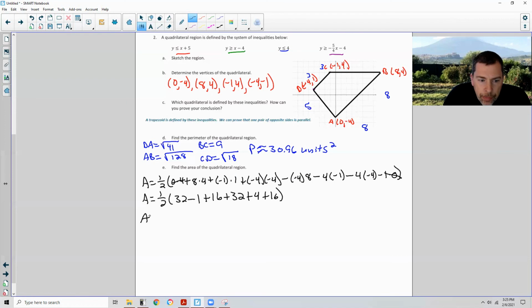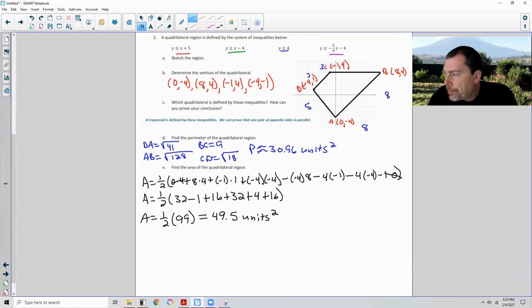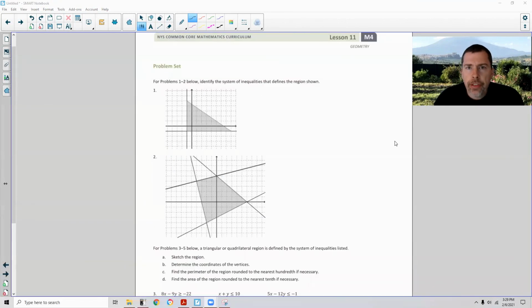So when I do that, I'm going to get 1/2 times, 32 minus 1 is 31, plus 16 is 47, and adding the rest, 99. So the area is 1/2 of 99, which is 49.5 units squared. Okay, there we have it. Page 4 brings us to the end of lesson 11. Go do your problem set.